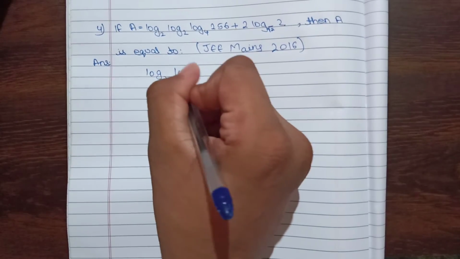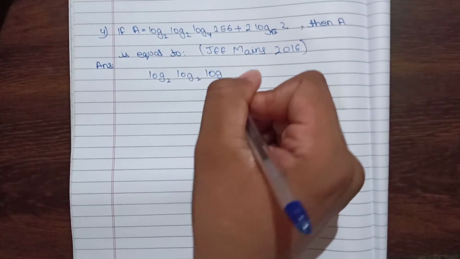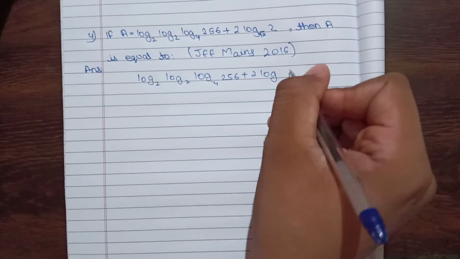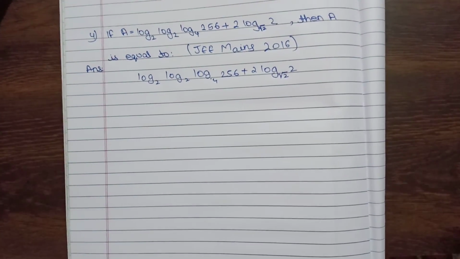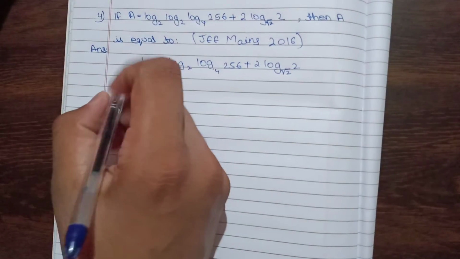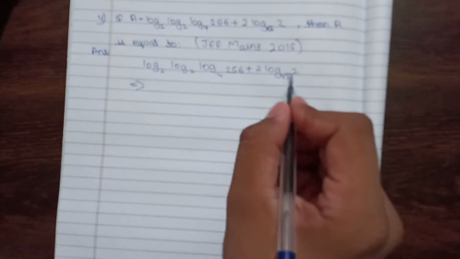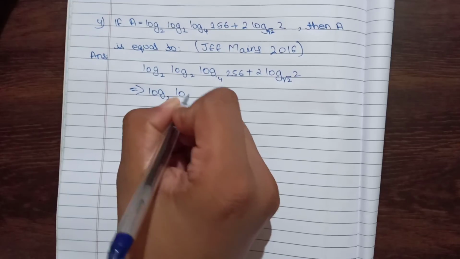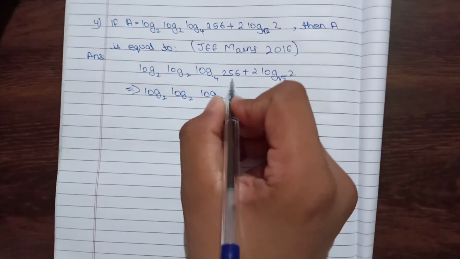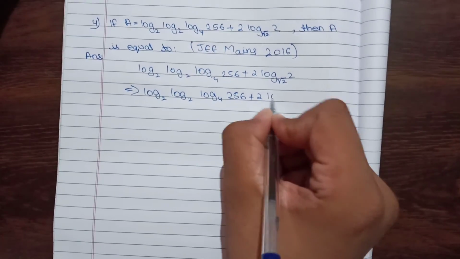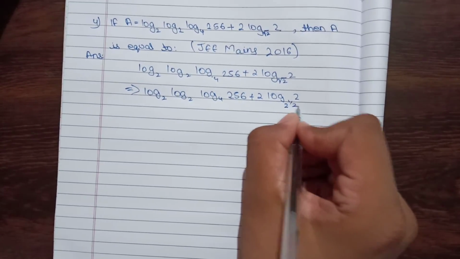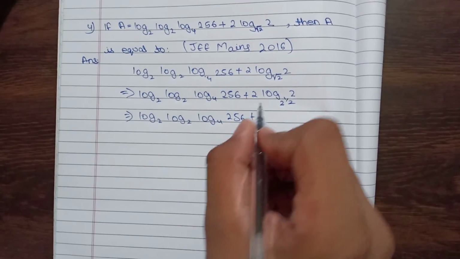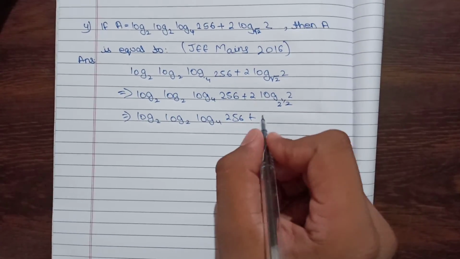log 2 log 2 log 256 to the base 4 plus 2 log 2 root 2. So our next step would be, we'll first solve this plus 2 root 2 part. So we'll take log to the base 2 log, we'll copy down the part plus 2 log, we can write root 2 as 2 to the power of this, and now again same, we copy down this part, and now this 1 upon 2 will come up to become 2.